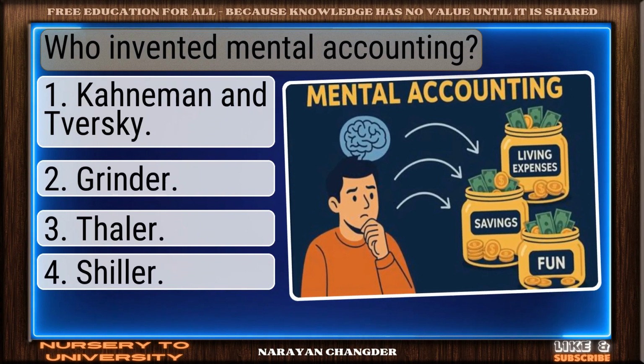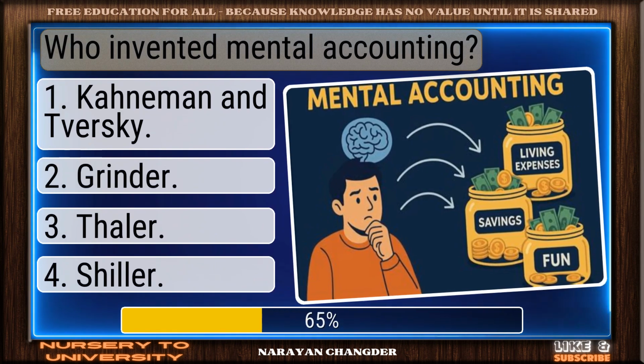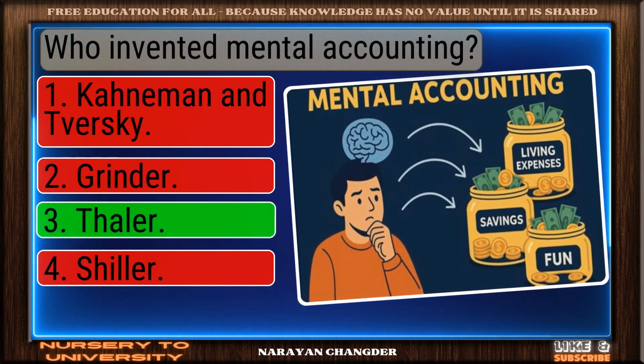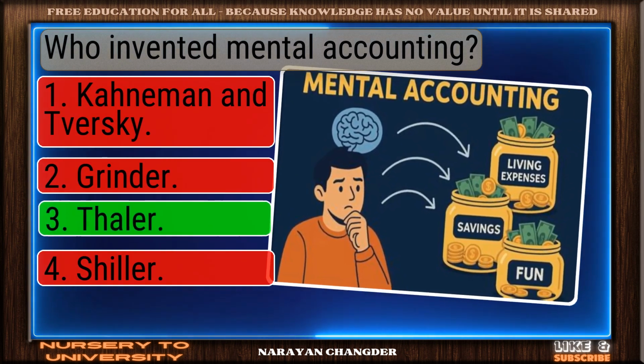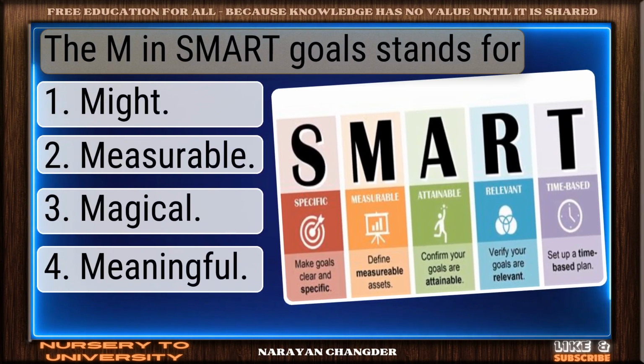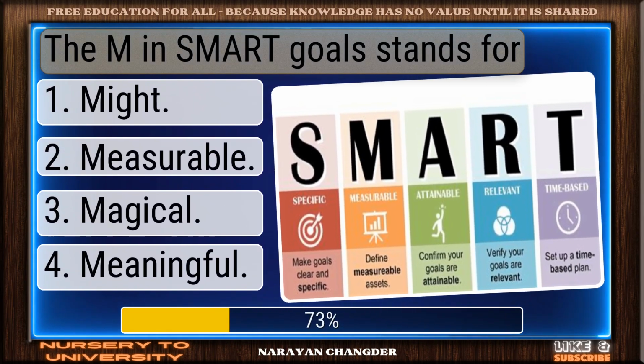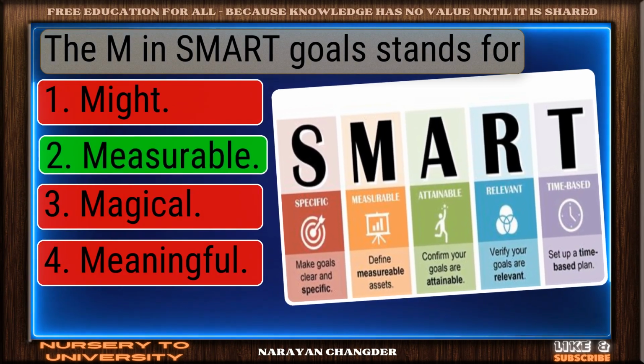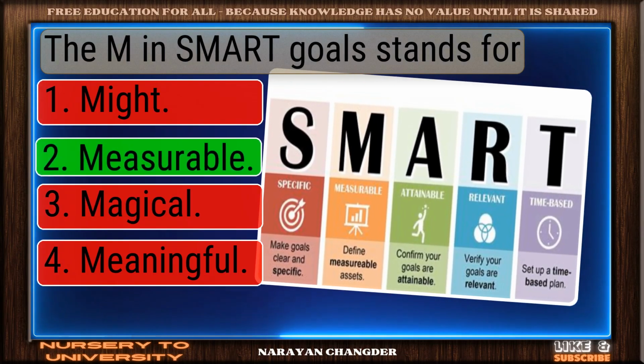Who invented mental accounting? You're right. Thaler is the correct answer. The M in SMART goals stands for. Excellent choice. Measurable is the right answer.